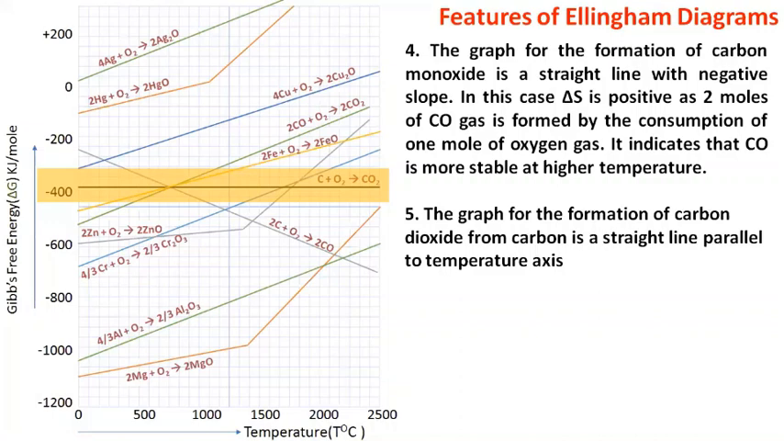And it does not have any term of temperature, due to which we can see that as the temperature increases, there is no effect on the delta G value. That is to say that this particular reaction is independent of temperature. It is not depending upon temperature. That is why it is going to be a straight line parallel to temperature.